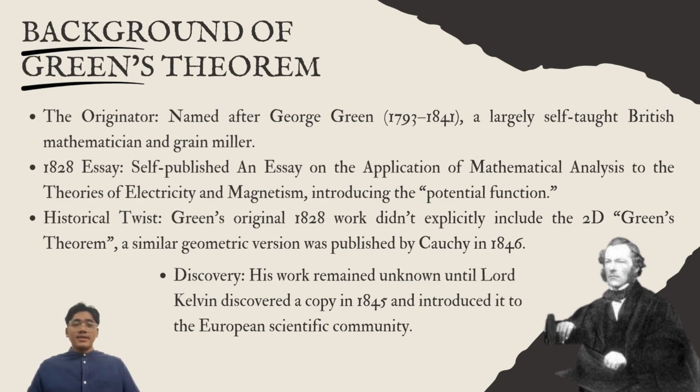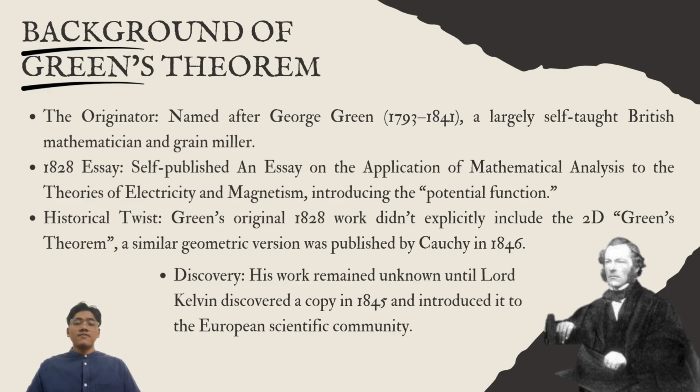Next, let us look at the historical background of this principle. Green's theorem is named after George Green, a British mathematician who lived from 1793 to 1841. To emphasize, Green was largely self-taught and worked primarily as a grain miller. In 1828, he self-published an innovative paper titled An Essay on the Application of Mathematical Analysis to the Theories of Electricity and Magnetism. In this work, he introduced the concept of the potential function, which became a cornerstone of modern physics.